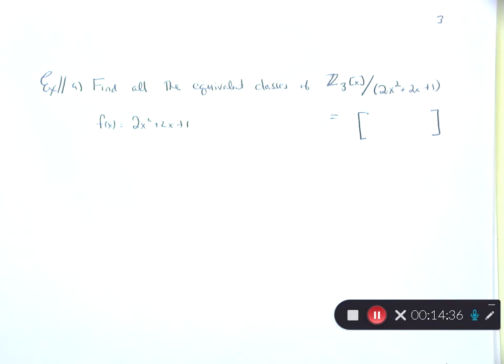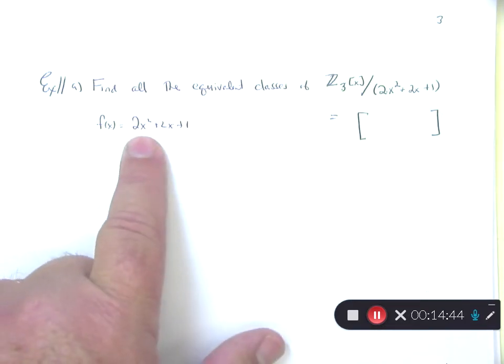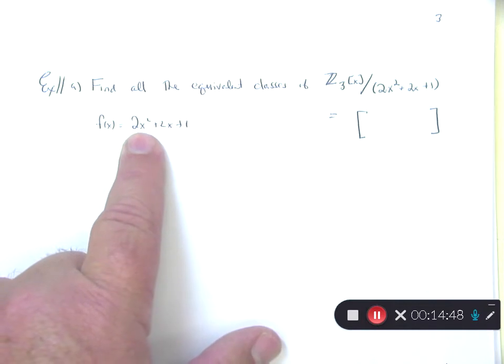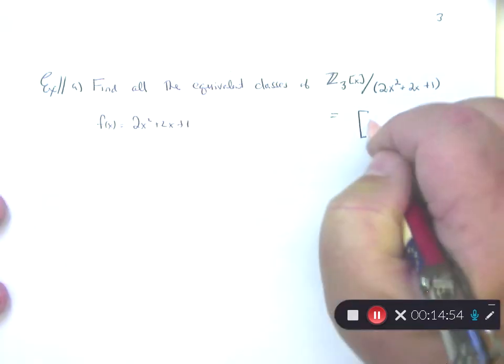Well, what you should have learned from sections 5.1 and 5.2 is that the equivalence classes are the remainders when you divide by this f of x, this 2x squared plus 2x plus 1, and focus on degrees. If you divide by a degree 2 polynomial, your remainders have to be a degree less than that. Degree less than 2 is degree 1, which means it's linear.